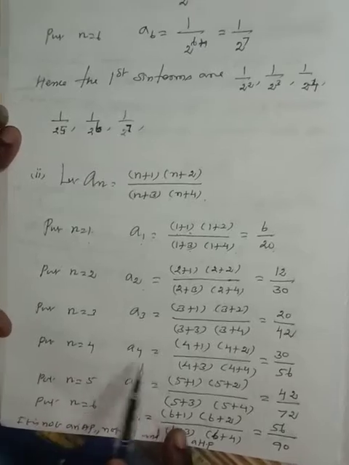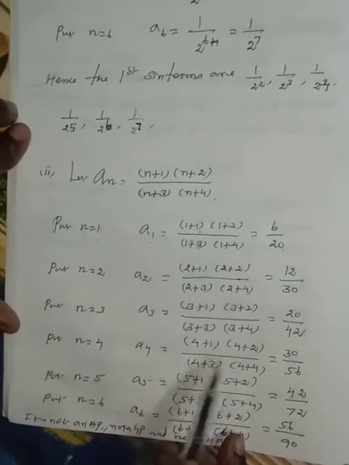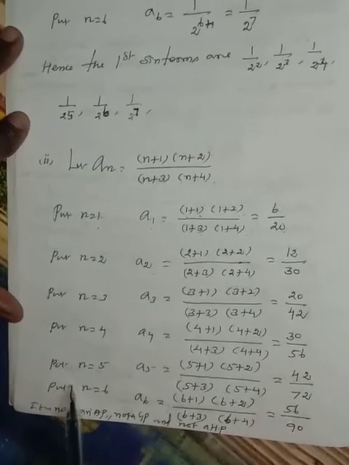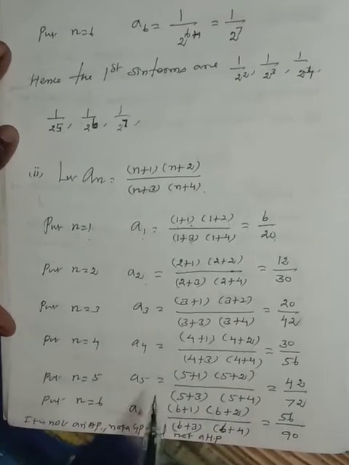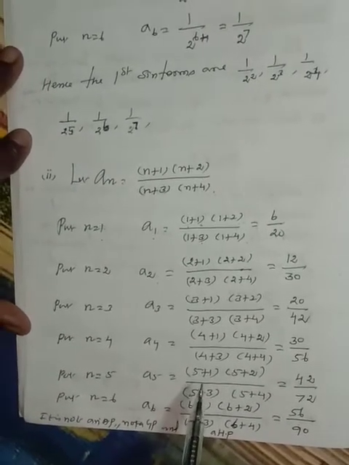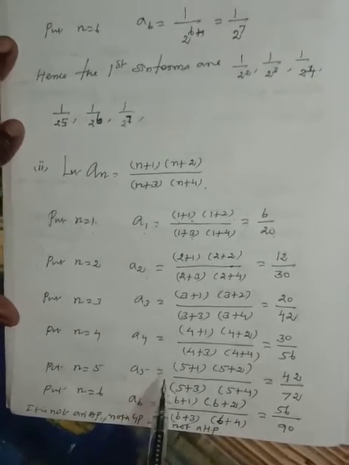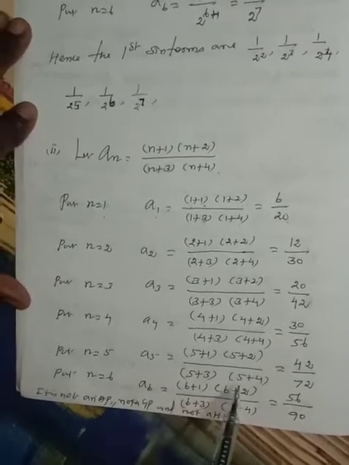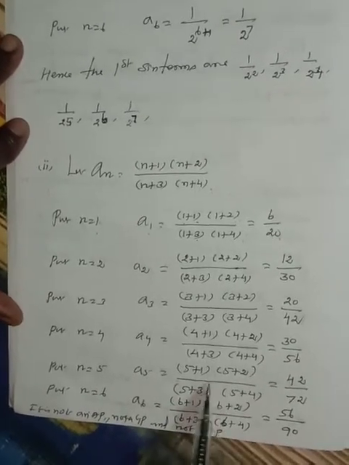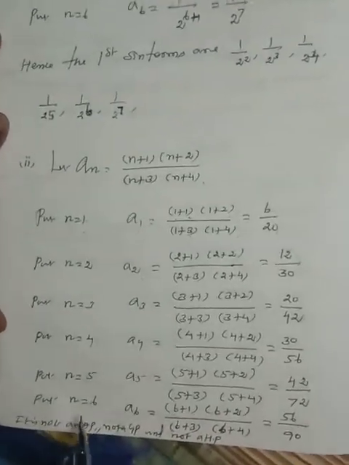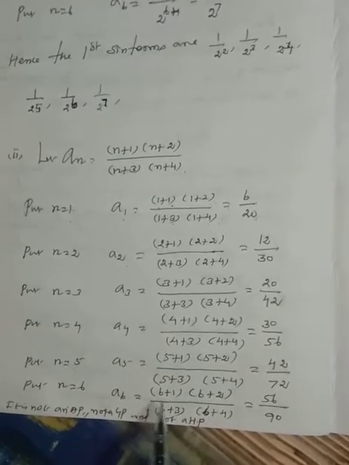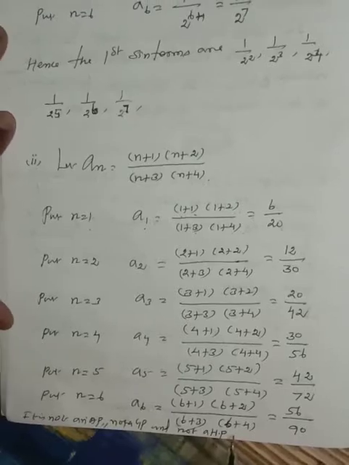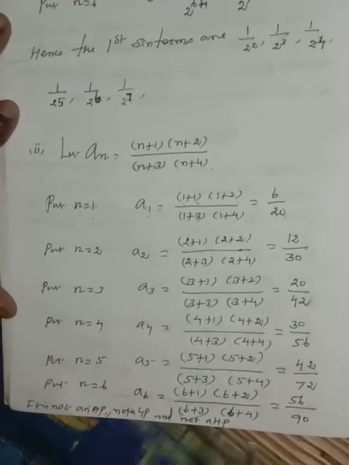Put n is equal to 4. A4 is equal to (4 plus 1)(4 plus 2) divided by (4 plus 3)(4 plus 4), 30 divided by 56. Put n is equal to 5. A5 is the fifth term. A5 is equal to (5 plus 1) into (5 plus 2) divided by (5 plus 3) into (5 plus 4), is 42 divided by 72. Put n is equal to 6. A6 is equal to (6 plus 1) into (6 plus 2) whole divided by (6 plus 3) into (6 plus 4) is equal to 56 divided by 90.